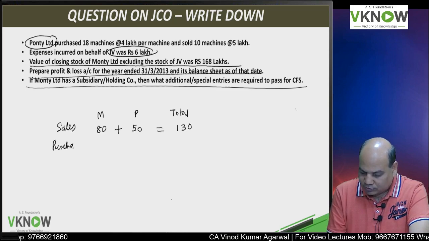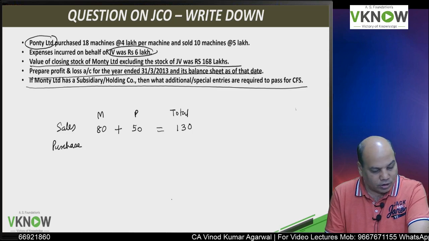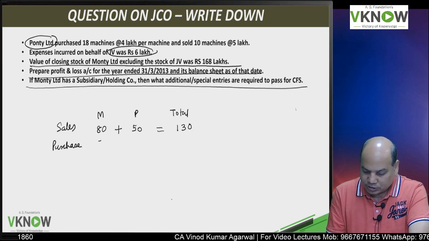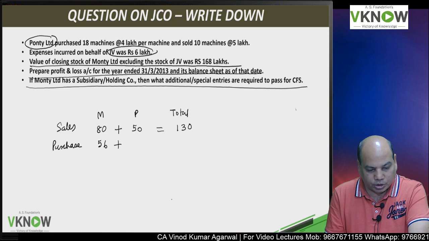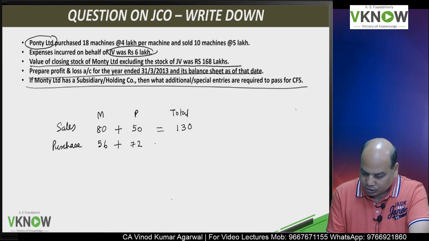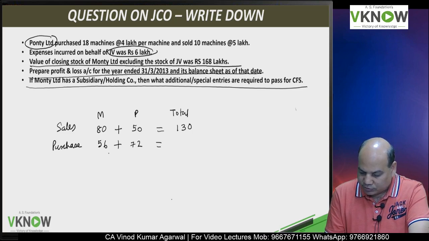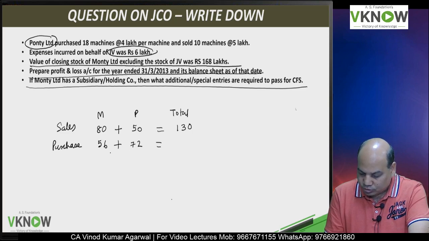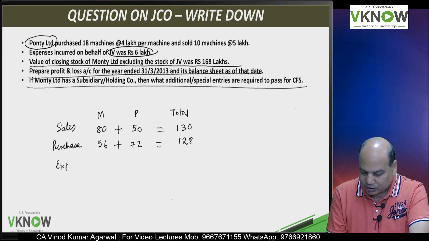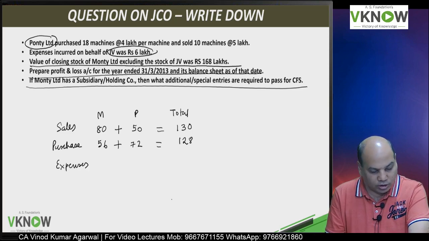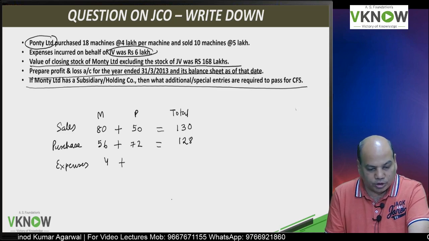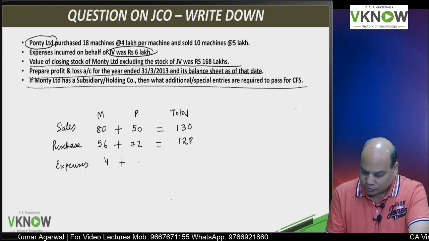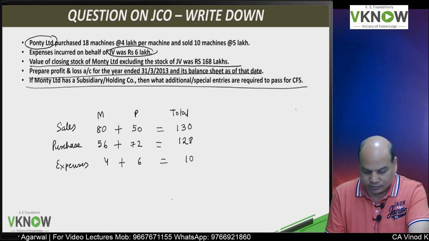Purchase, understand, then we'll write the answer nicely. Monty has purchased 56 lakh, Ponty has purchased 18 into 4, 72 lakh. So total purchase made by them is 56 plus 72, 128. Total expense: Monty has incurred 4, Ponty has incurred 6, total 10.